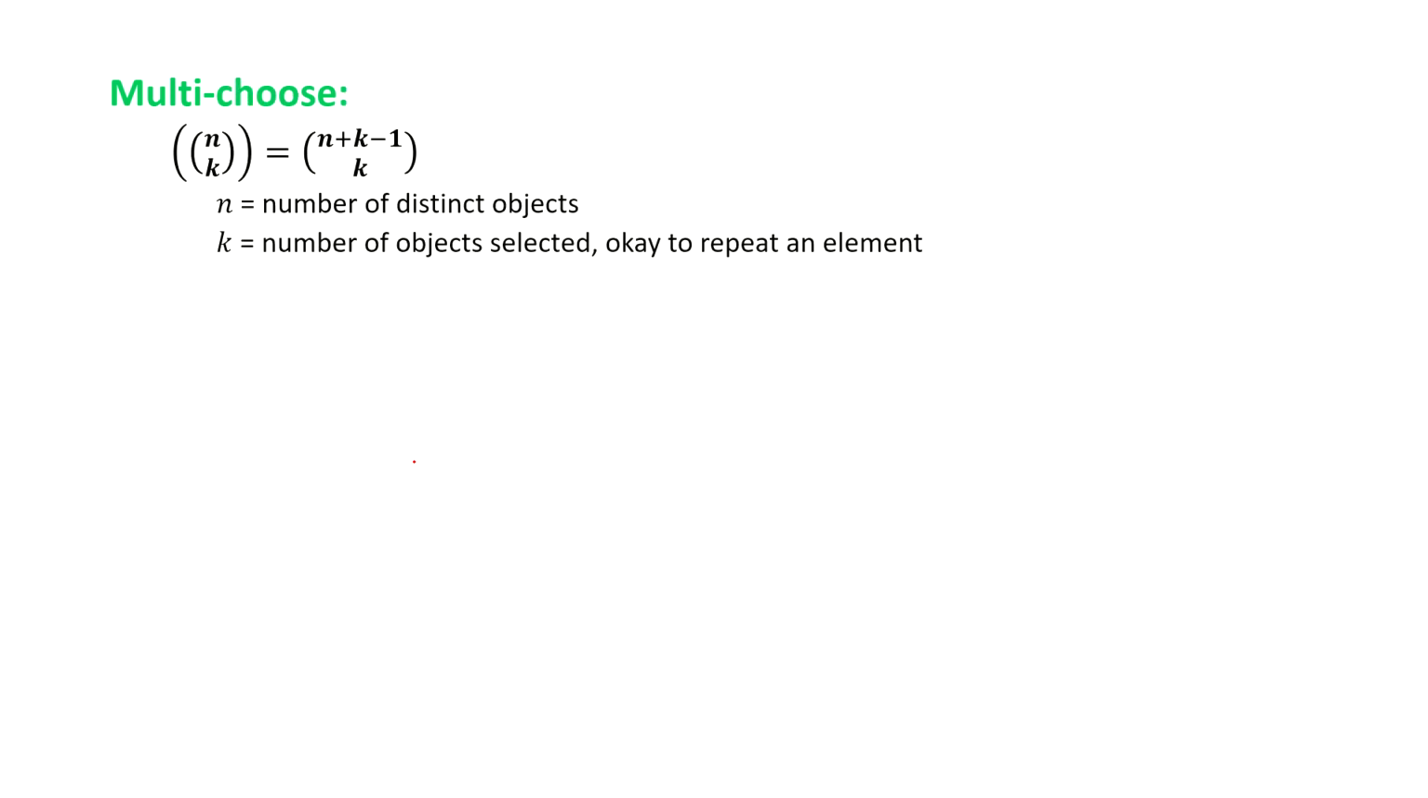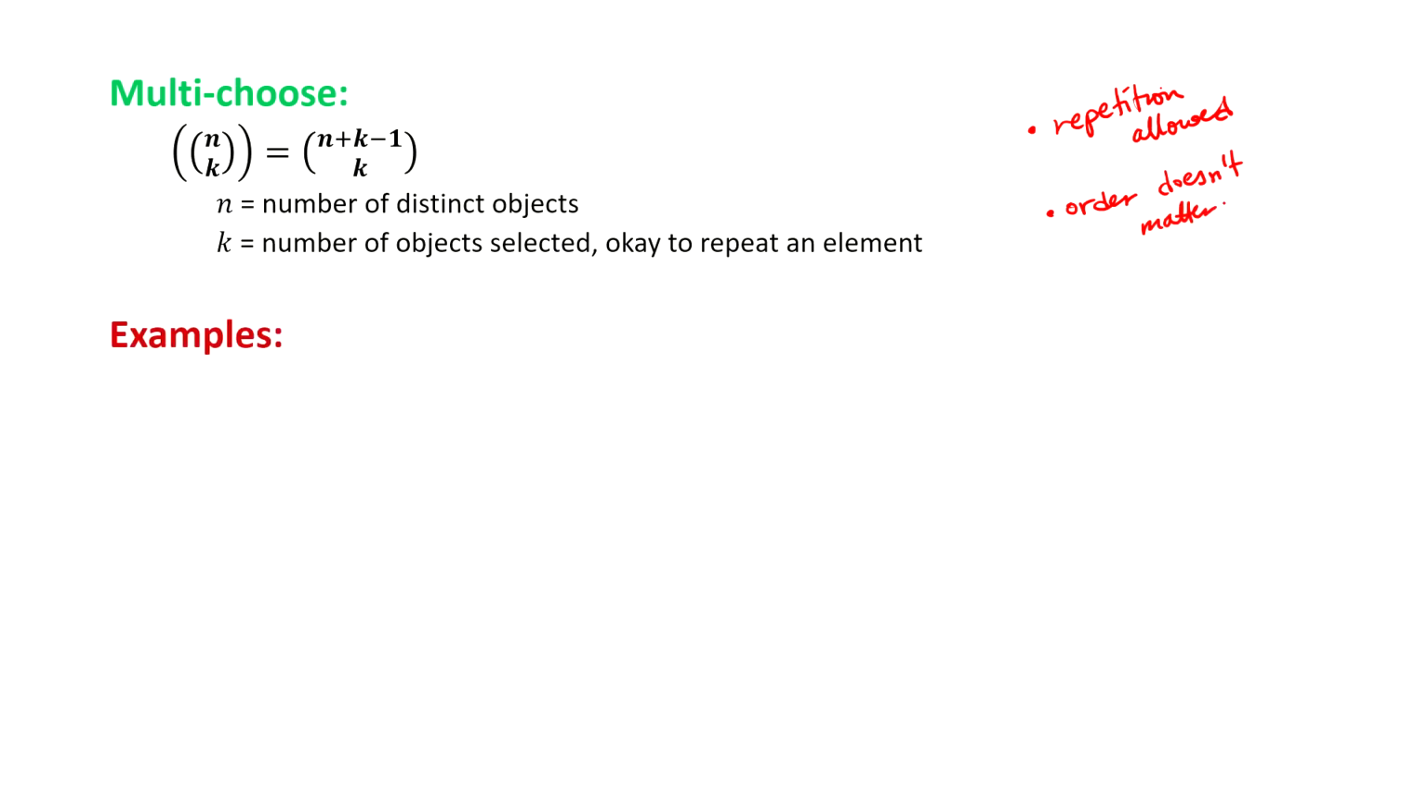Now K is the total number of objects that you want to select, but now it's okay to duplicate, it's okay to repeat an element. So in terms of our chart, this is the one that lives where repetition is allowed, but order doesn't matter. And order doesn't matter because behind the scenes, we're dealing with a multi-set.